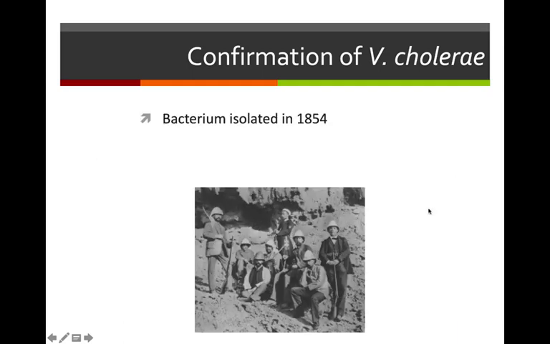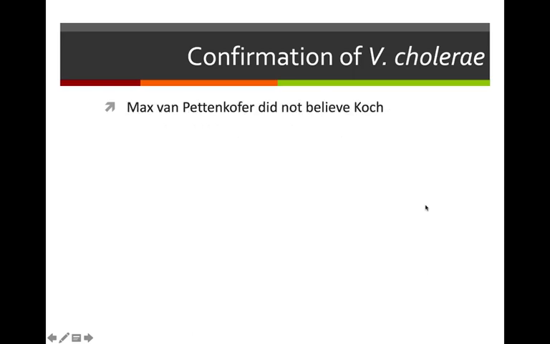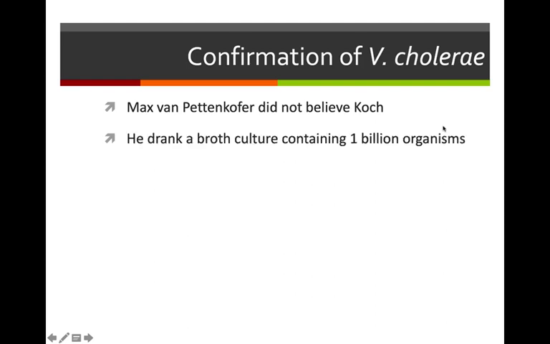The bacterium itself was isolated in 1854. Nobody really cared all that much until a little bit after this. So a really famous microbiologist, Robert Koch, definitively identified the bacterium as the one that caused cholera. But there were some scientists who didn't believe him. So Koch said, I believe this bacterium that I've isolated causes cholera. This scientist here, Max van Pettenkofer, he did not believe Robert Koch, so he decided to drink a culture containing 1 billion bacteria.